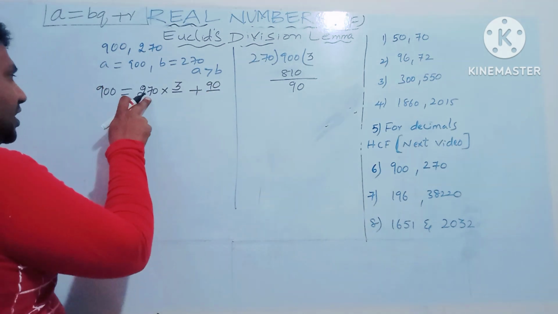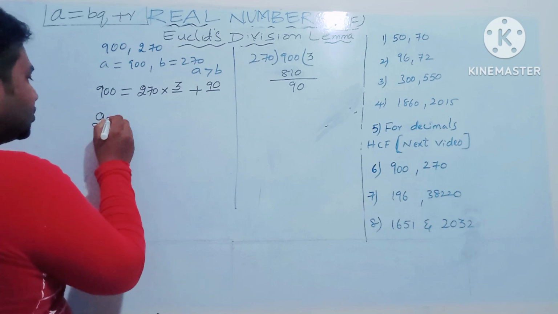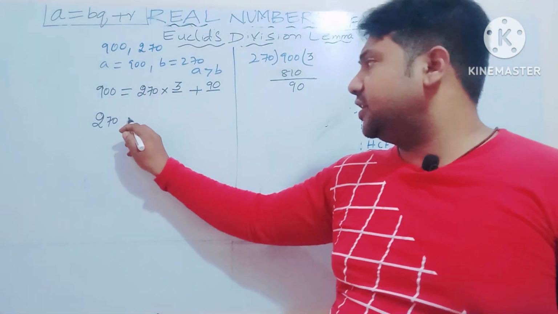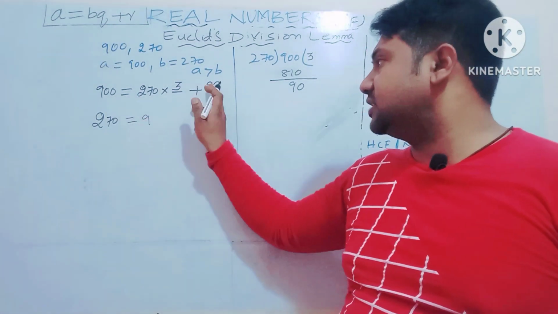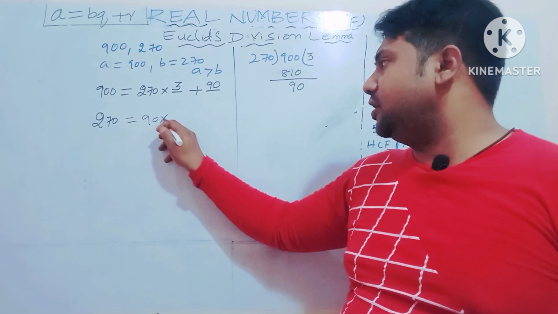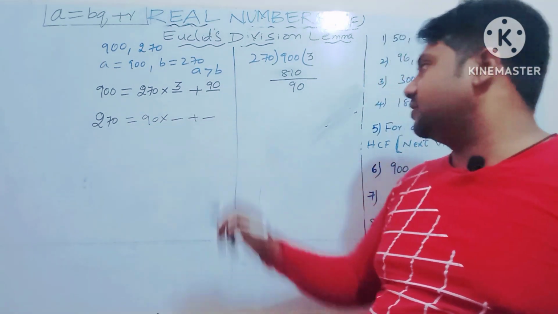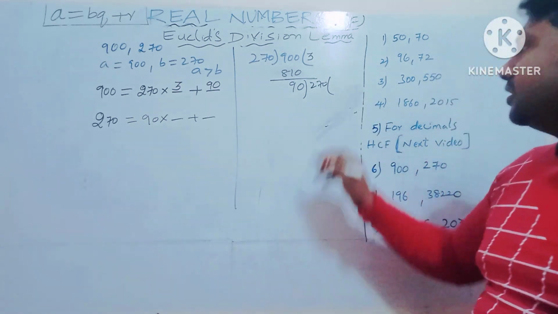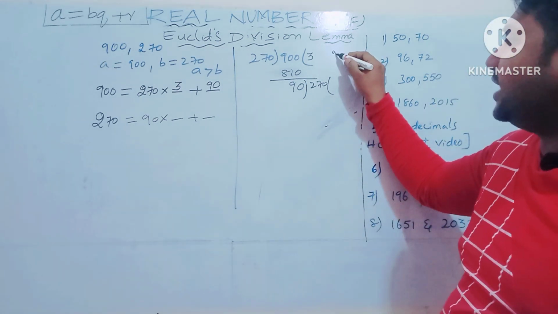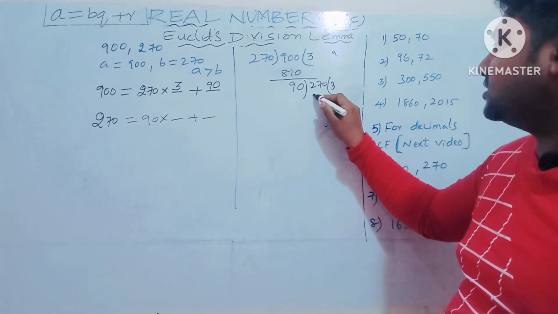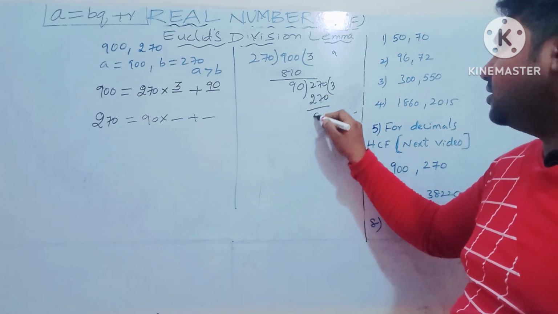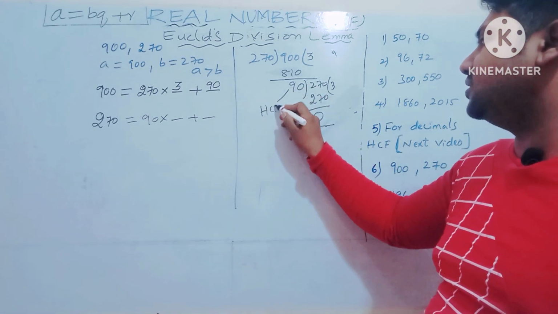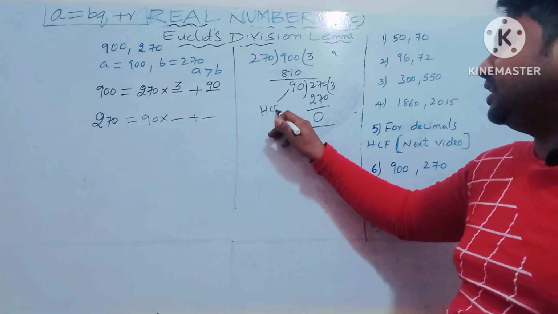Then this B will become A. So I can write 270, and this R will become B. Are you all following? Then 90 into something plus something. 90 times 3 is 270. So I can write 270 equals 90 into 3. Then what is the answer? The remainder is 0. So our HCF for these two numbers is 90.